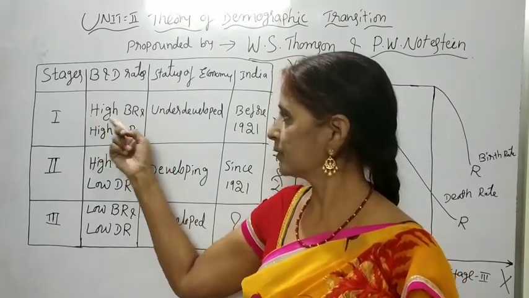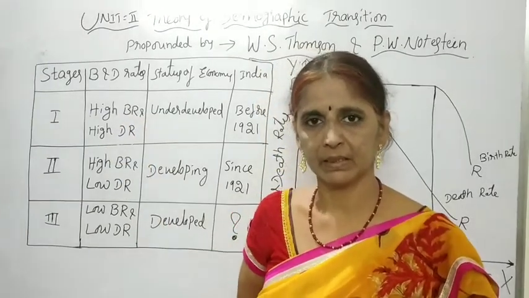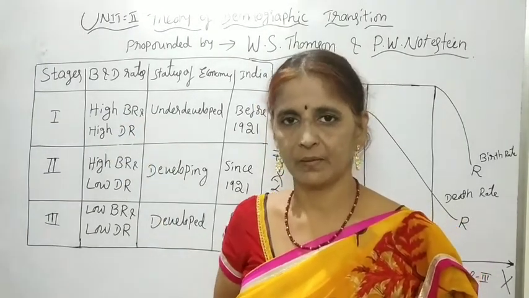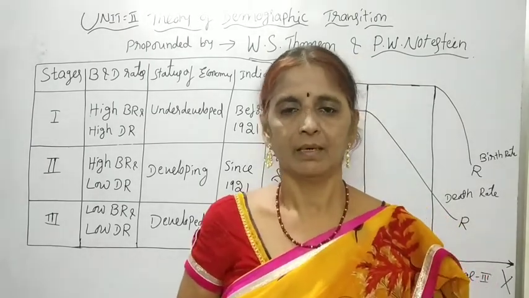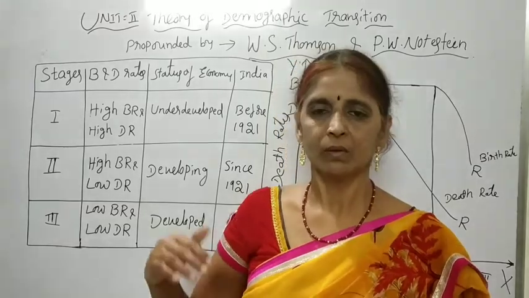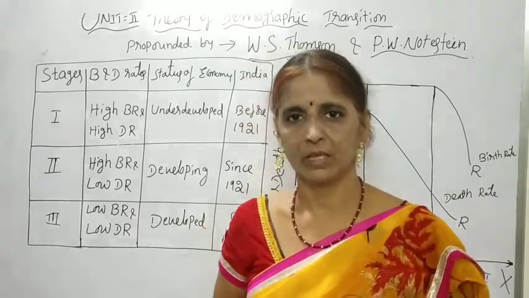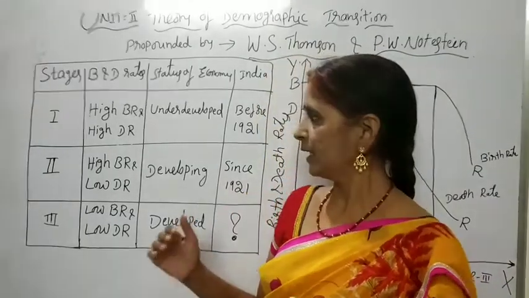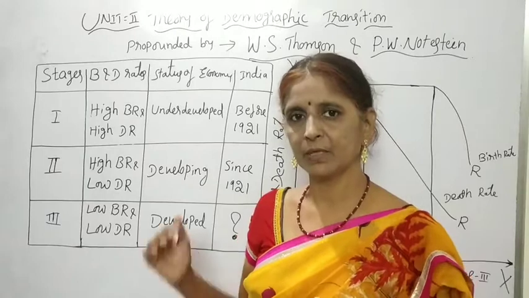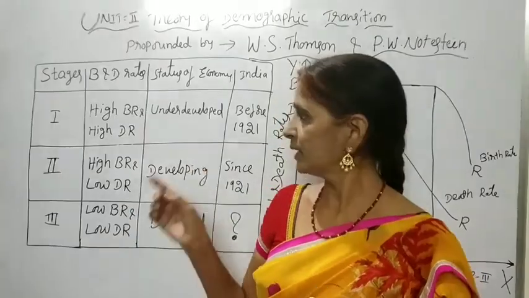And what are the reasons for the high birth rates? Whenever more labor force depends upon agriculture for their livelihood, they think that more children are an asset to the family. Why? Because agriculture requires a large labor force. So without hiring labor from outside, if they produce more children, they are useful to work in the field. Okay, so they think like that.